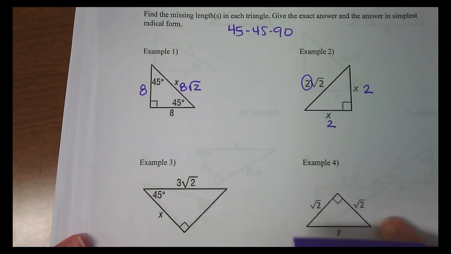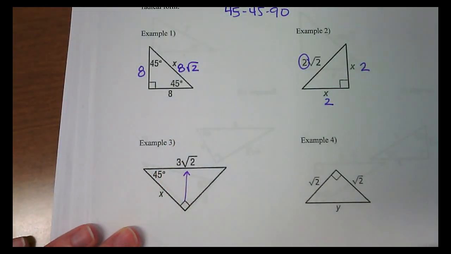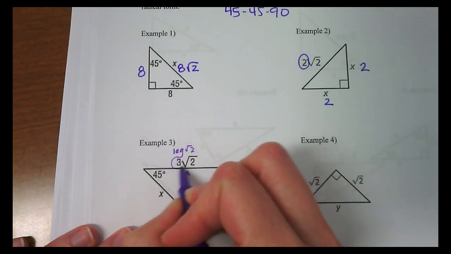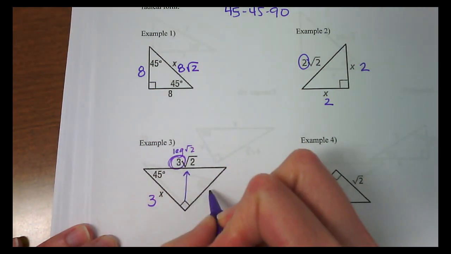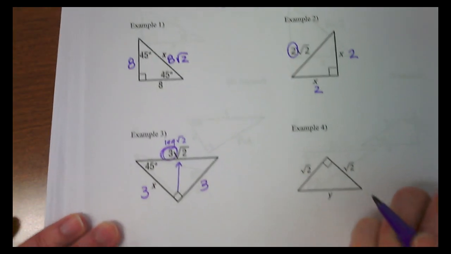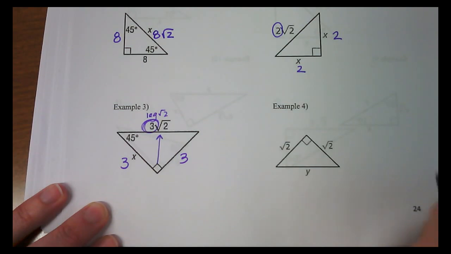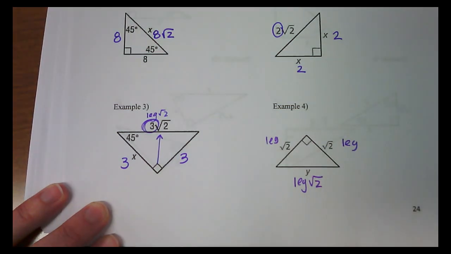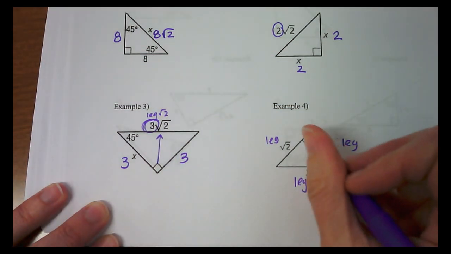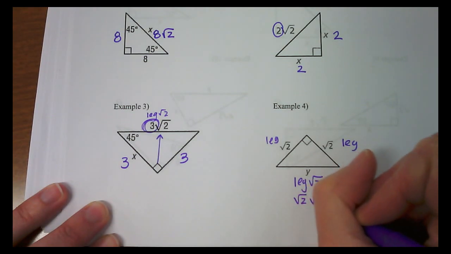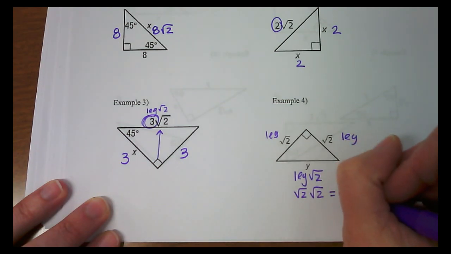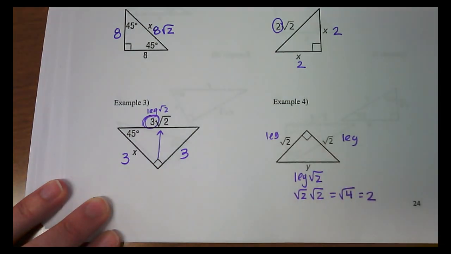Okay, same thing for number 3. There's my right angle. Across from that's the hypotenuse. This is supposed to be the leg times the square root of 2. So this is the leg. So 3 goes here, 3 goes here. Example 4 is a little different. These are our legs. This is supposed to be the leg times the square root of 2. So, if the leg is the square root of 2, and I'm supposed to multiply by the square root of 2, that gives me the square root of 4, and the square root of 4 is 2.